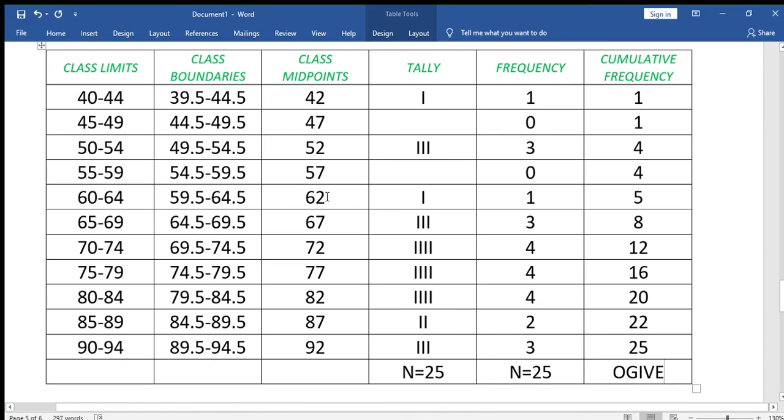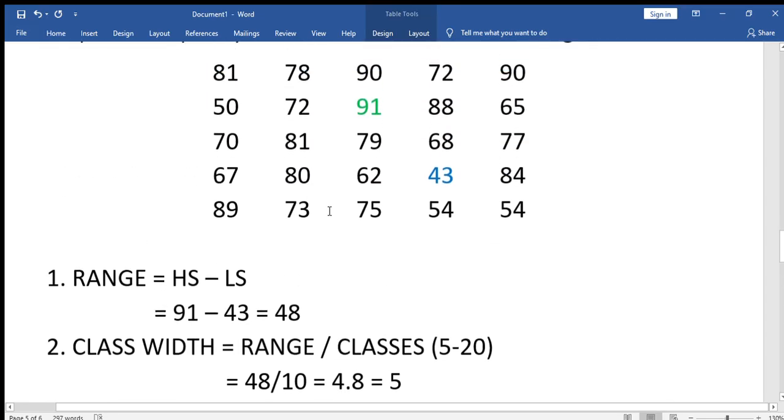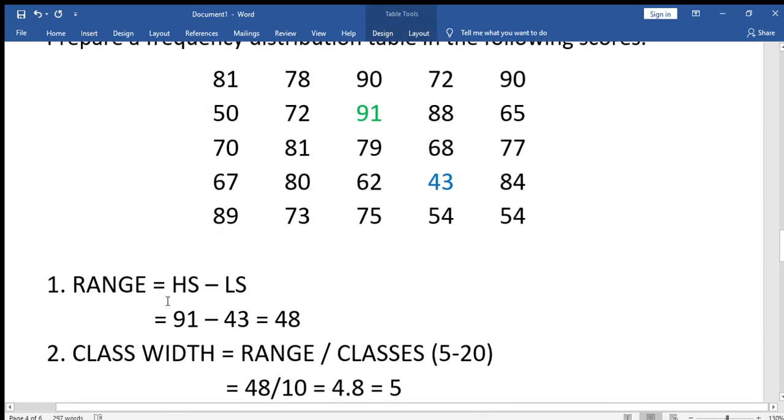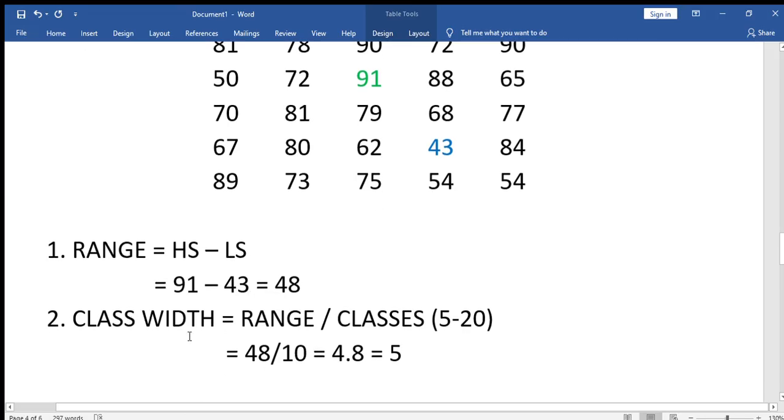So, this is the process in preparing a frequency table. Okay, first, to prepare a frequency table, you need to find out your range. To find out your range, we are going to find out the difference between the high score and lowest score. Then after which, we are going to find out your class width. The class width is also known as your class interval. You're going to divide the range by a specific class. As what I mentioned, your class is arbitrary, which means to say that you may use 5 until 20. It's not only 5 and 20.